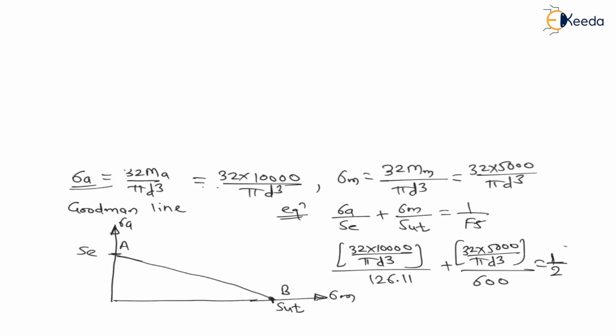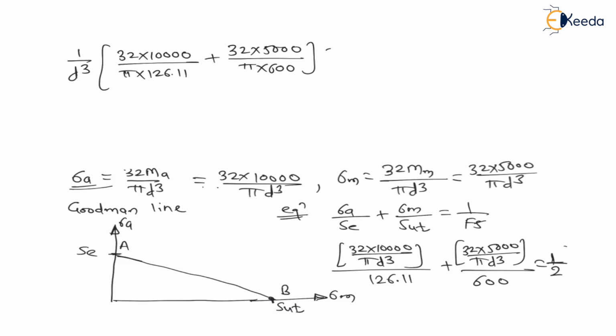Now solve this. If I take 1 upon d cube common, then in the bracket there will be 32 into 10,000 divided by pi into 126.11 plus 32 into 5,000 divided by pi into 600, equal to 1 upon 2. You will get the diameter equal to 12.13 mm, and this is the answer for the question, that is, the diameter of the beam will be 12.13 mm.